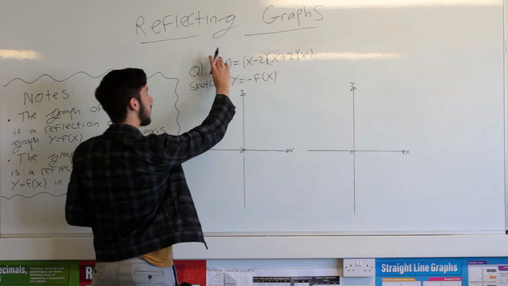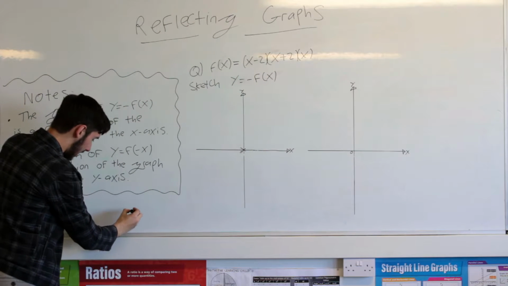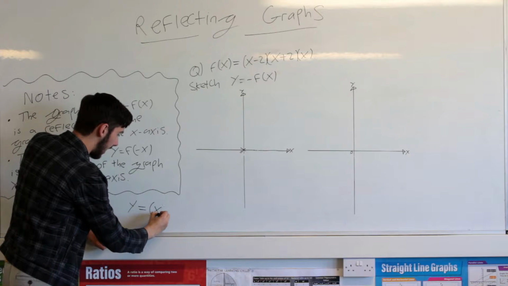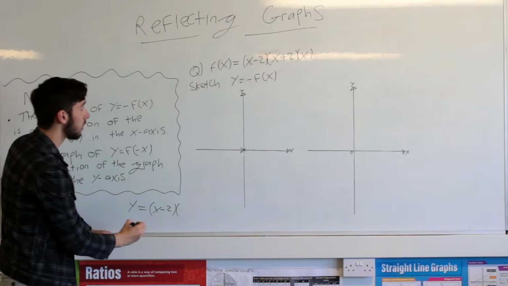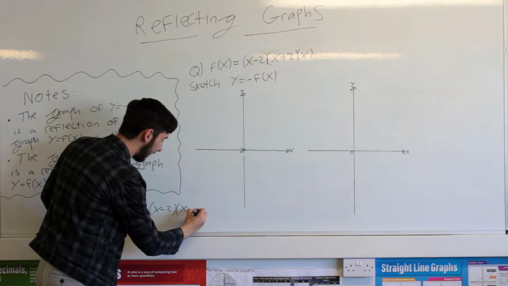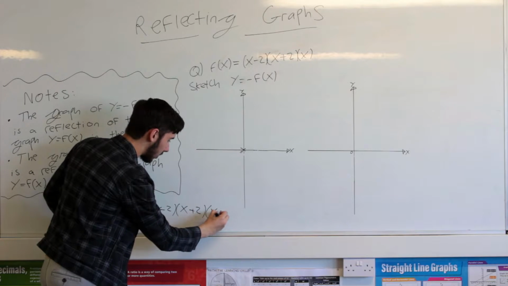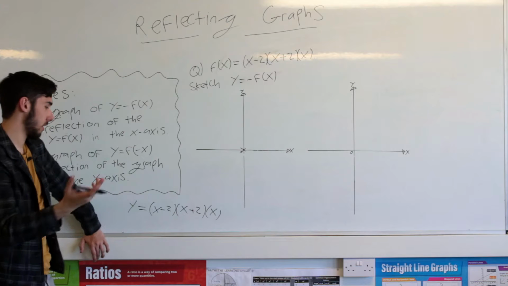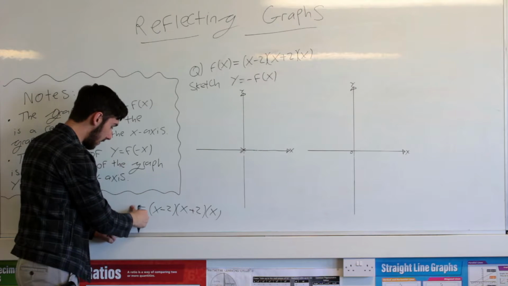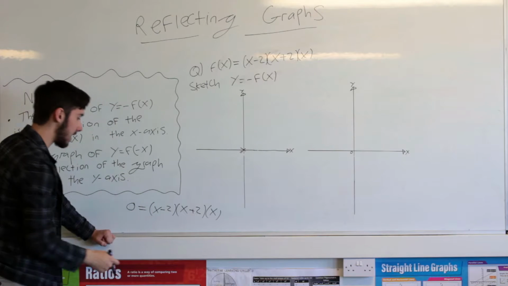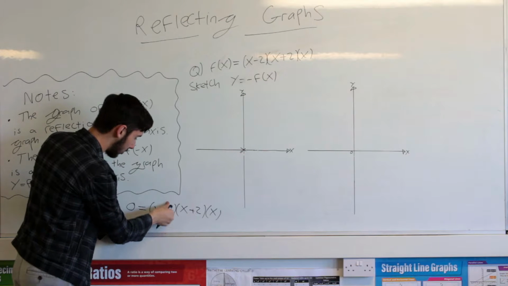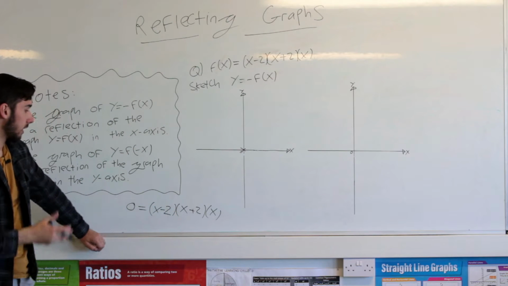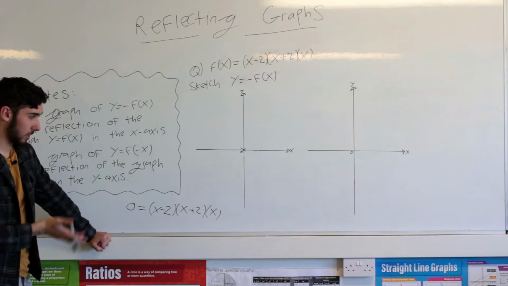If this is y equals f of x, we can say that y is equal to x minus 2 times x plus 2 times x, like that. But guys, when we're on the x-axis, what's equal to 0? Of course, like always, it's y. So we're going to say that 0 equals x minus 2 times x plus 2 times x.